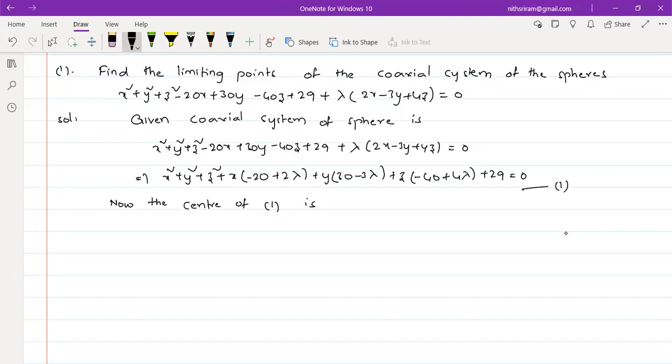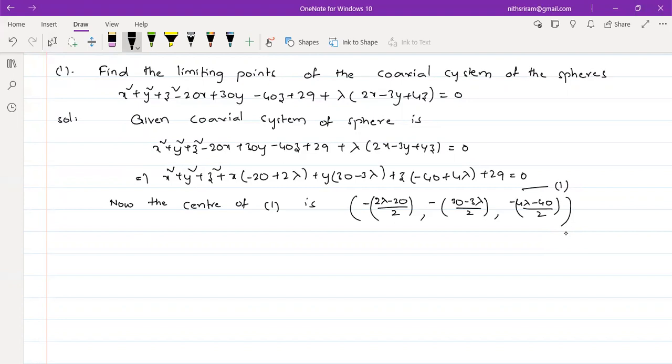So I'm writing the center, that is 2 lambda minus 20 by 2. This is half of the coefficient, and I am changing the sign, which is minus. Similarly, minus of 30 minus 3 lambda by 2, half of the coefficient of y with changing the sign. Similarly, 4 lambda minus 40 by 2, and we have to change the sign, this is minus. So this is the center of equation 1.